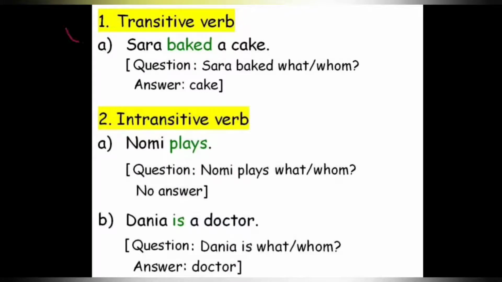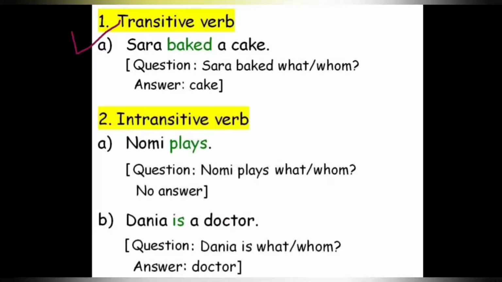Transitive verb. Sarah baked a cake. Here baked is the verb. Baked is the action. Sarah baked a cake. Here the verb baked requires an object, right? It requires an object to complete its sense. So it is a transitive verb.